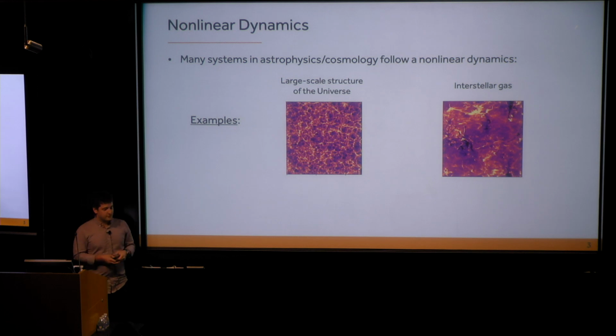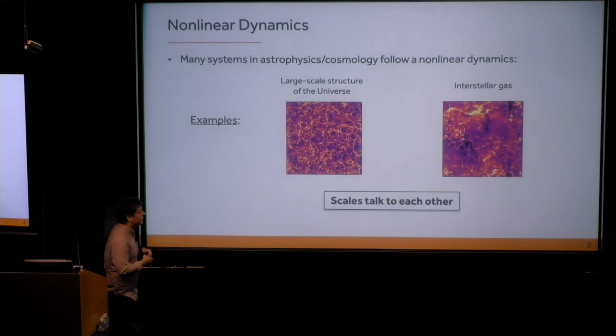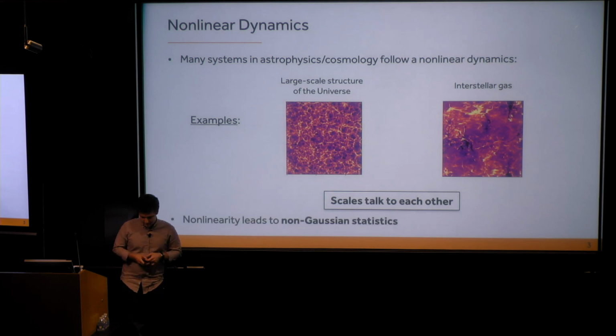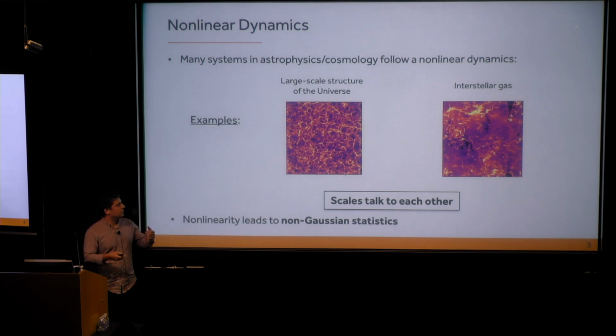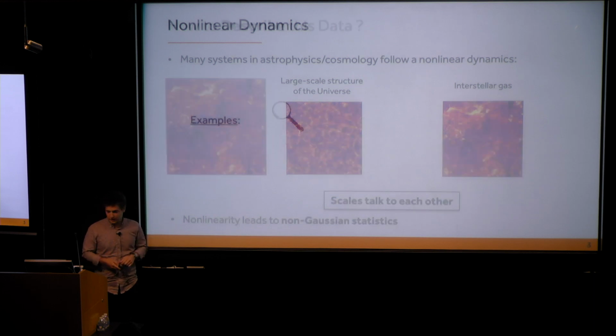Same for a very different context. When you study the interstellar medium, the medium between stars of our own galaxy or of different galaxies, you basically have a magnetized fluid made of gas and dust, which is highly turbulent and again follows very nonlinear dynamics. So in all of this, what's really important is that you have these scales that talk to each other. If you want to describe this kind of data from a statistical perspective, you have to pay attention to that. From a statistical point of view, often you will have non-Gaussian statistics because of this nonlinearity.